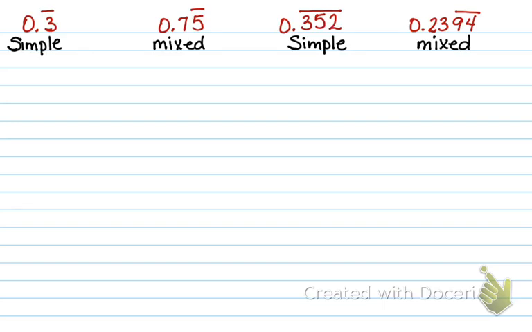So here are 4 examples. We have 0.3 repeating, 0.75, which is the 5 repeating, 0.352 with the whole thing repeating, and then 0.2394, which is the 94 repeating. And underneath I've put some words. These are simple, the ones that have all the numbers in the decimal repeating. So you'll notice for the first and the third example, everything that is written is repeating. Whereas in the second and fourth example, only part of the decimal is repeating. So we're going to start with the simple ones. So this is a simple shortcut technique. When you start seeing the patterns, it'll make more sense to you.